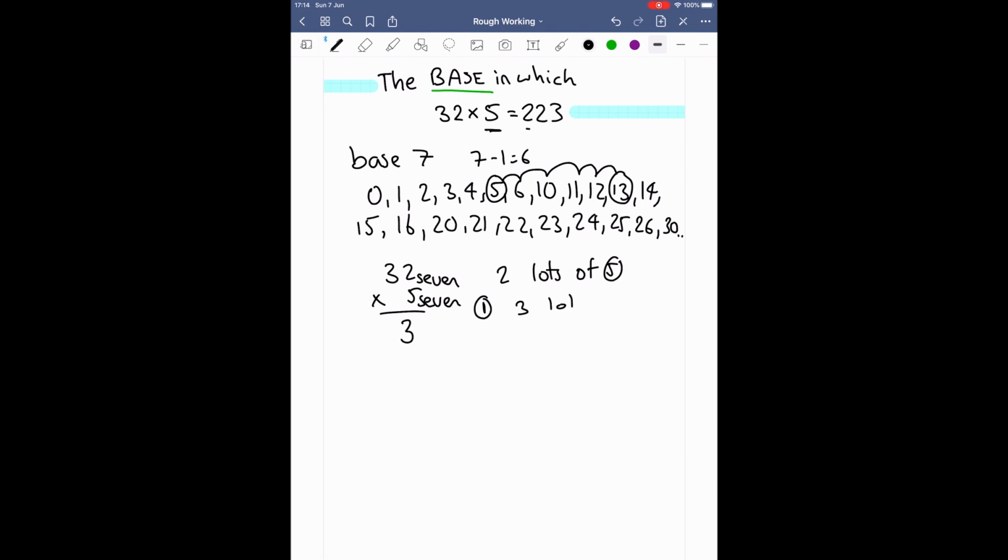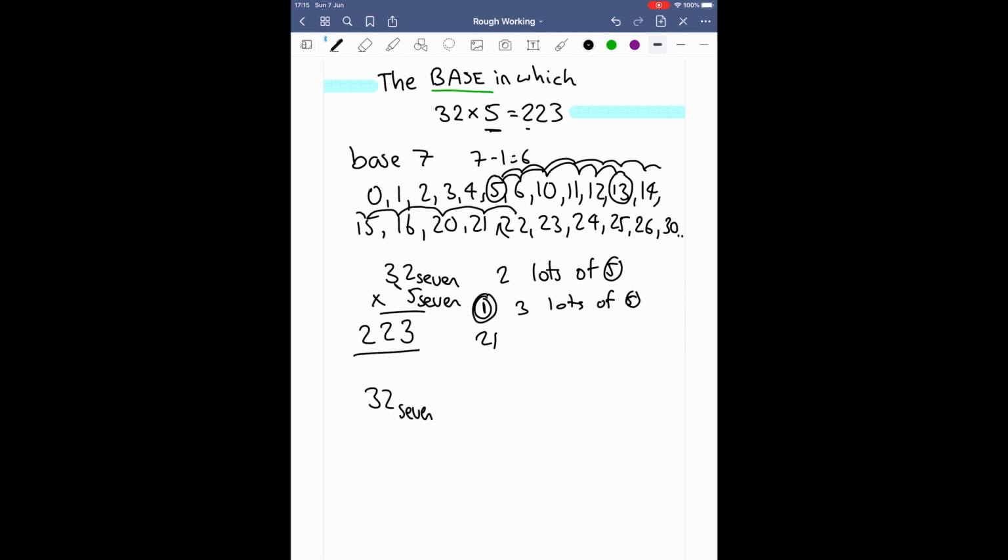And now we have 3 lots of 5 from 3 times 5 here. So 5, 1, 2, 3, 4, 5 on. And another 5. 1, 2, 3, 4, 5. That's 21. But we have to move on one more from the one that we're carrying over. So one more place gives us 22. So write that down. And there we go.